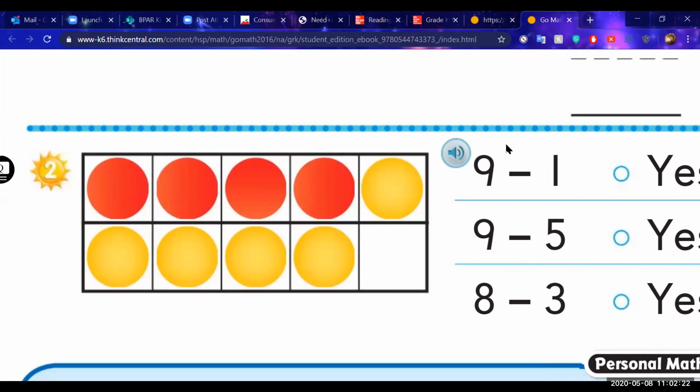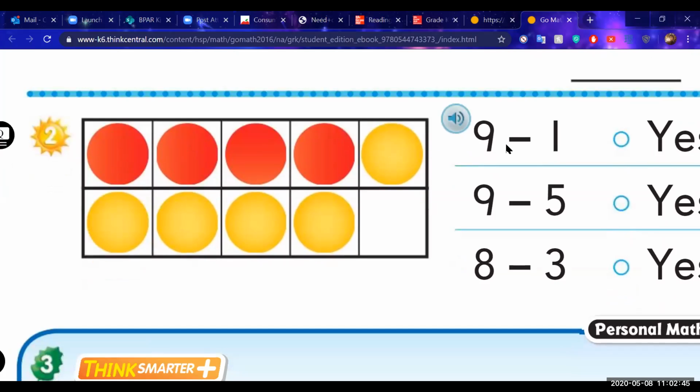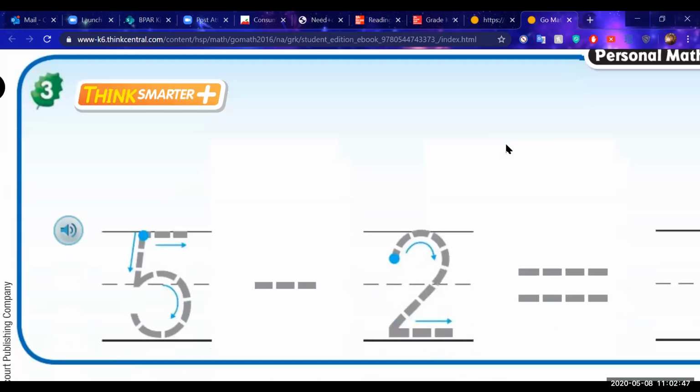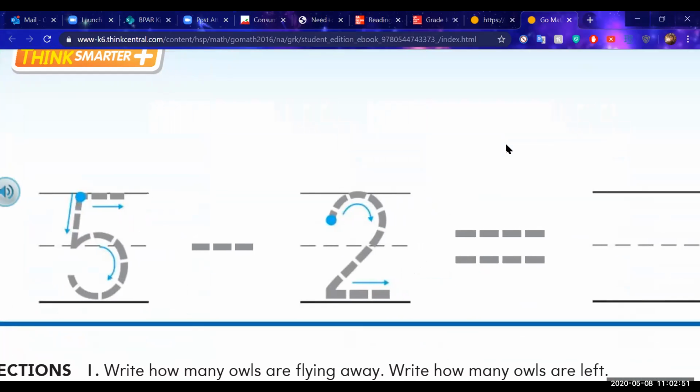We are going to take away the yellow counters. How many yellow counters are there? How many are we taking away? We're taking away 5. So our problem will read as 9 minus 5. We take away 5 counters. How many are left? 9 minus 5 equals 4. Great job. Now the last problem we're going to do on this page is right here.